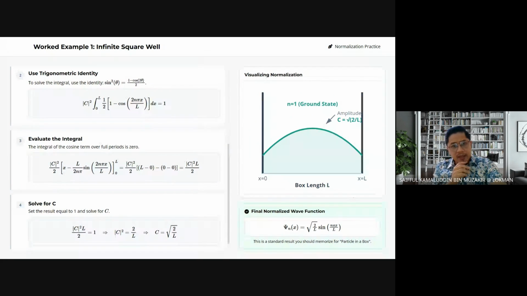Look carefully at the equations. Step 3, solve for c, find the value of c. So c squared times L over 2 equals 1, so c equals the square root of 2 over L. Notice c depends on L. The narrower box requires larger amplitudes to keep the total probability at 1. So the normalized wave function is square root of 2 over L times sine of n pi x over L.